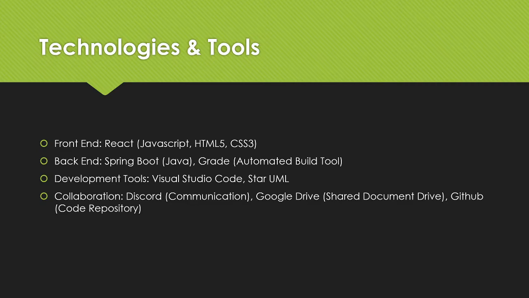Our development tools, we used Visual Studio Code and Star UML along the process. We also have collaboration tools. We use Discord primarily for communication. We use Google Drive for document sharing and editing whenever we work together. And we also used GitHub as our code repository.